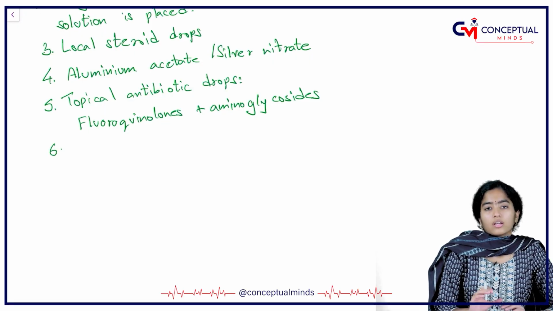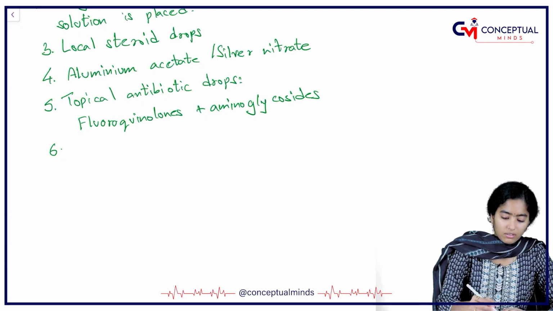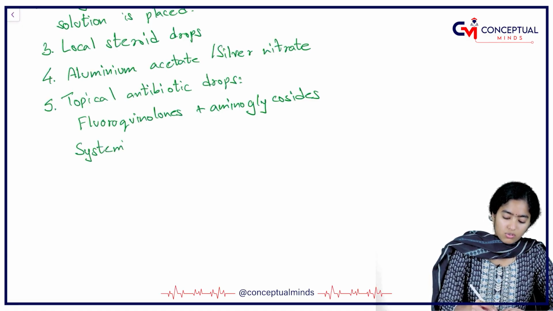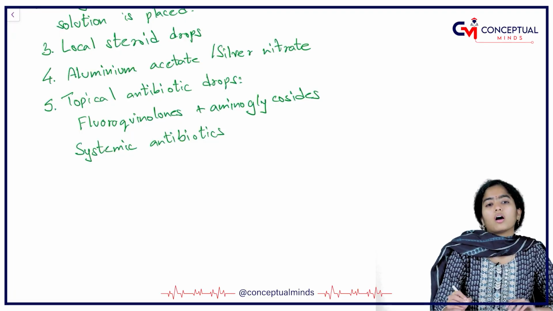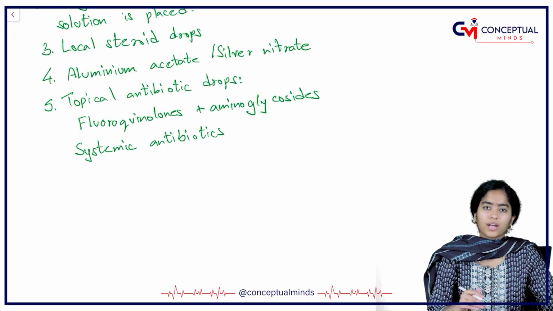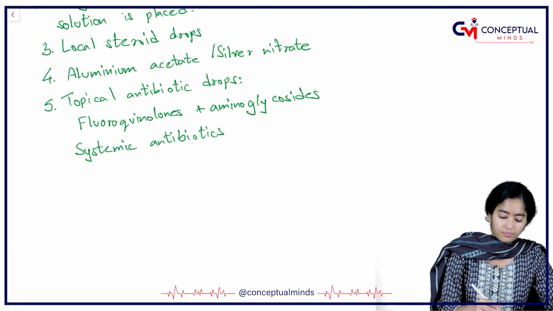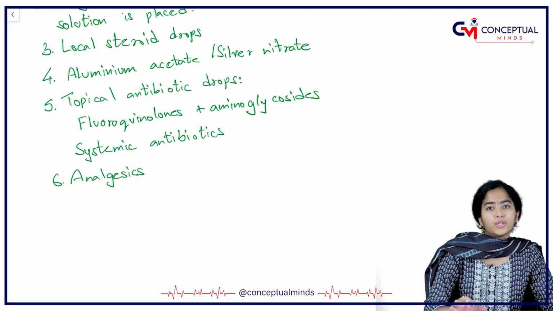And in case the external auditory canal is very swollen and it is not allowing any local treatment, then systemic antibiotics can also be used. In case local treatment is not possible because of the intense edema, then systemic antibiotics can also be used. And after it subsides, then we can shift to topical antibiotics again. And finally, analgesics can be given for pain relief. This is the treatment of acute phase.